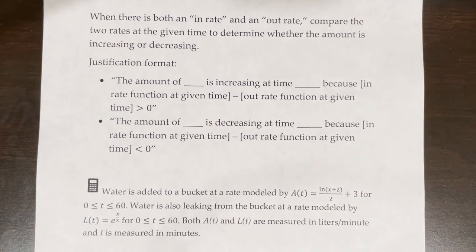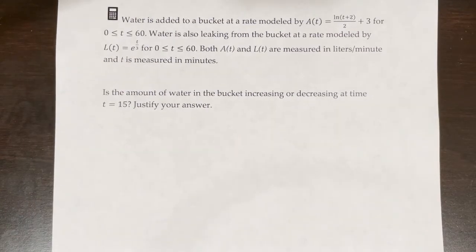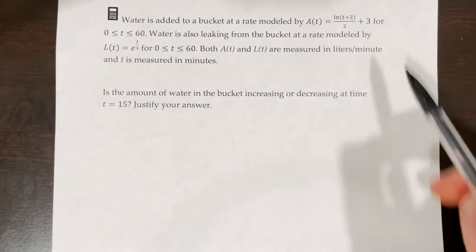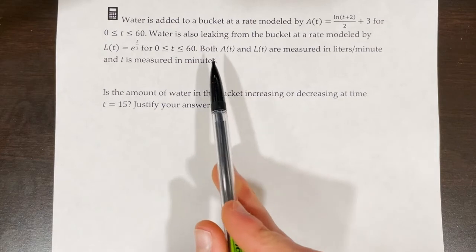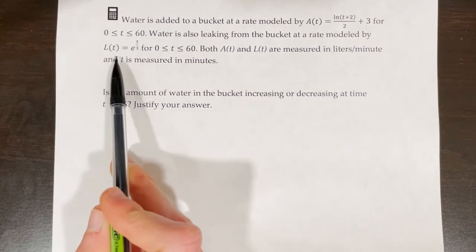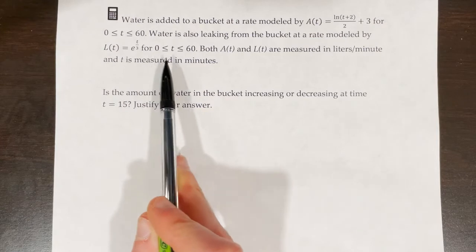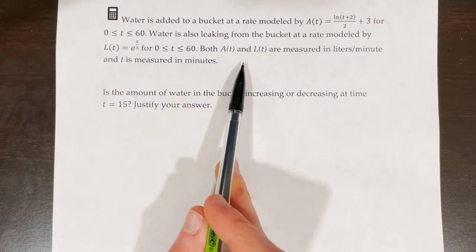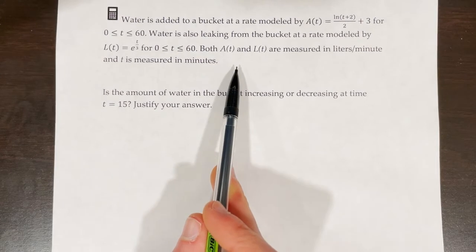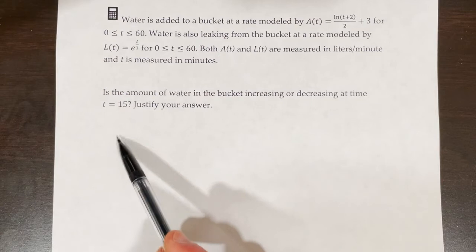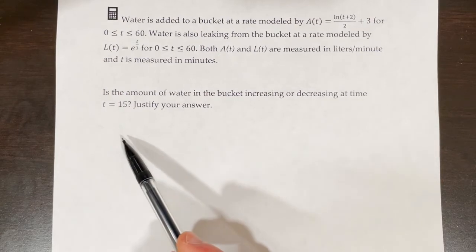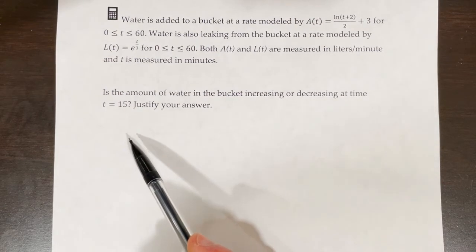Let's take a look at an example of an in rate and out rate type problem. Water is being added to a bucket at a rate modeled by A of t, which is equal to this function, for 0 less than or equal to t less than or equal to 60. Water is also leaking from the bucket at a rate modeled by L of t, equal to this function, on that same interval from 0 to 60. Both A of t and L of t are measured in liters per minute, and t is measured in minutes. So both of these are rates. Is the amount of water in the bucket increasing or decreasing at time t equals 15? Justify your answer.